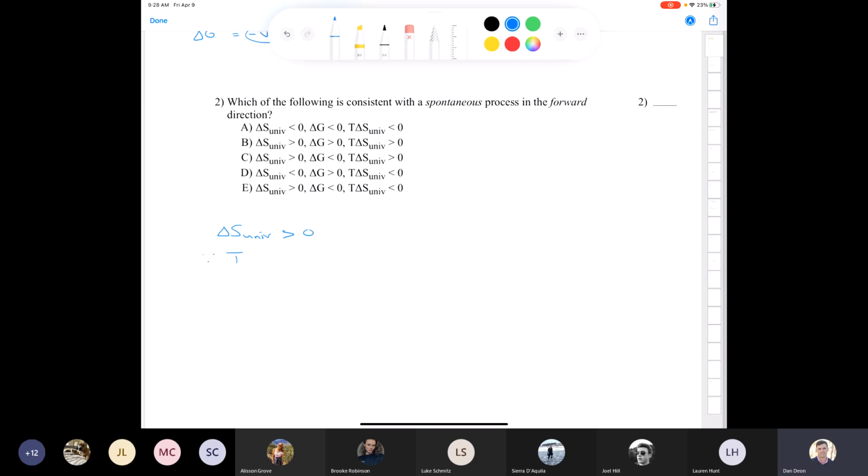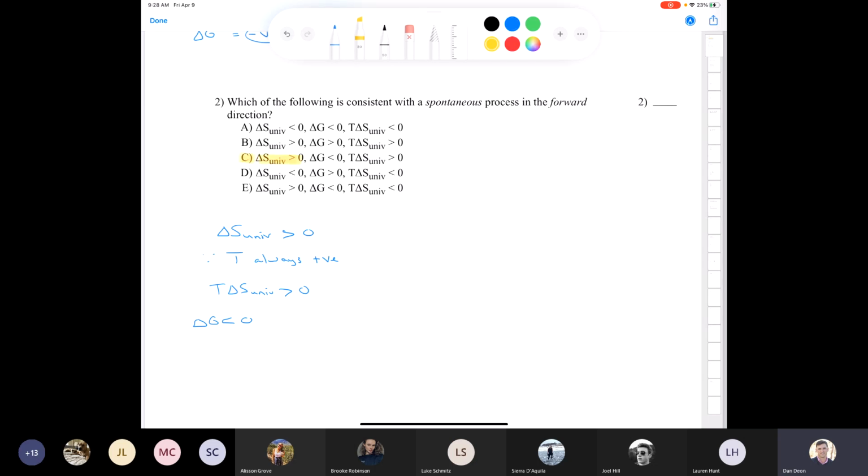Since temperature is always positive, that means that T, which is positive, multiplied by our delta S of the universe, which is positive, is always going to be greater than 0. So that will be positive as well. Now, we know that delta G, when we have a spontaneous reaction, is going to be a negative number. So it is going to be less than 0. And so the answer that fits the bill for all of these would be C.